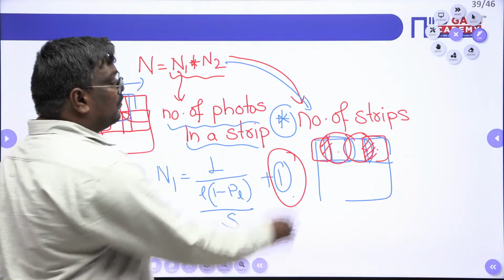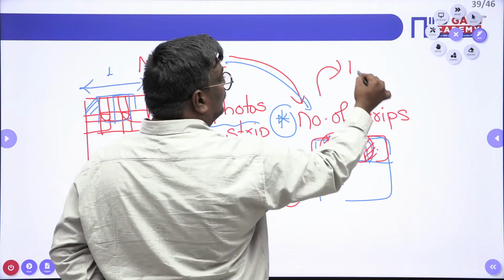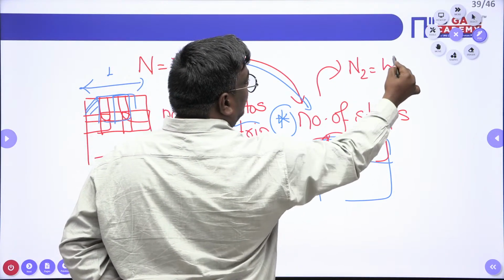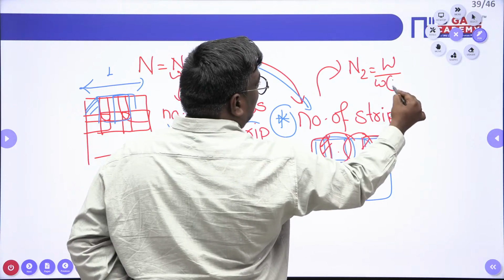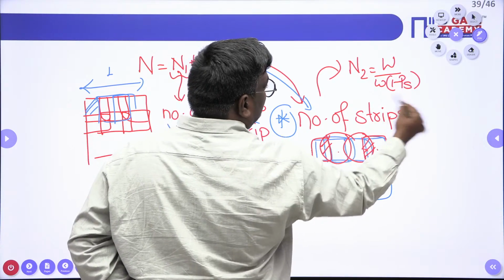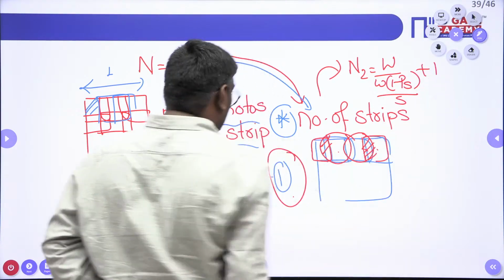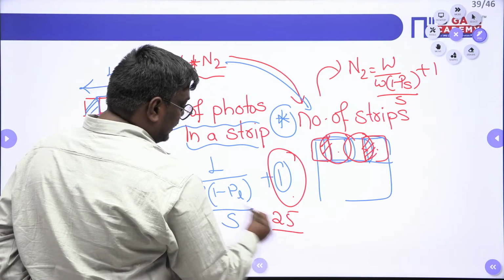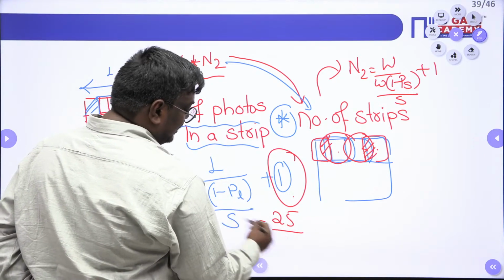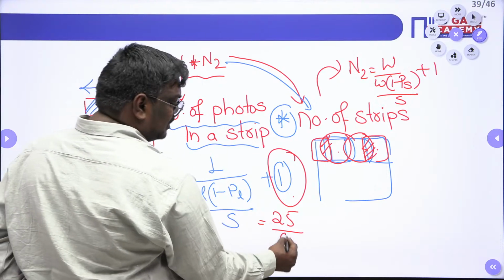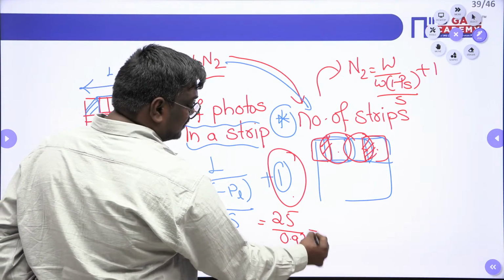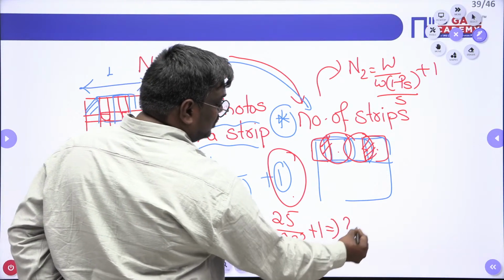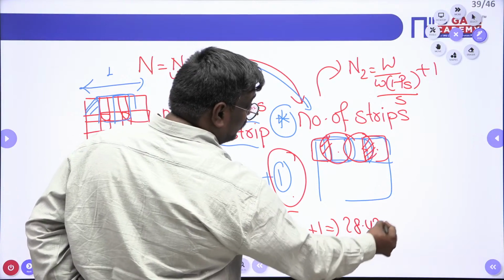Similarly, if you want to find the number of strips, N2 can be taken as W upon the effective width of the photo, which is W into (1 minus PS by S) plus 1. So here L is how much, sir? 25 kilometer divided by L into (1 minus PL), it is how much? How much did you get, my dear students? I think 0.92, plus 1. Students, if you solve this, you will get a value of 28.43.